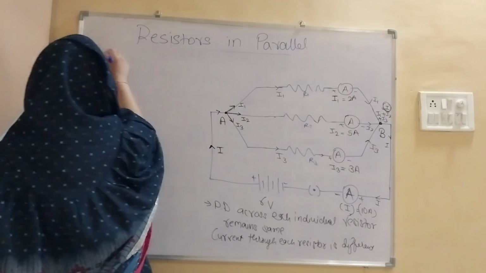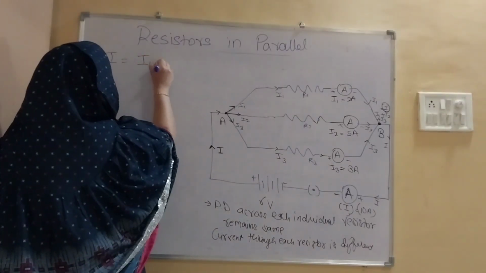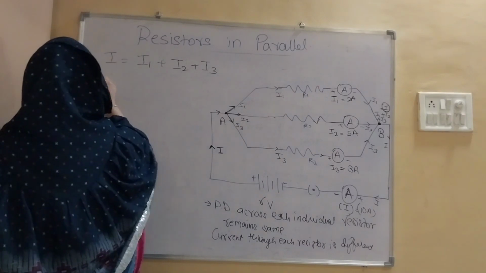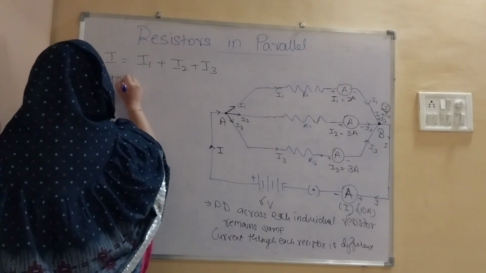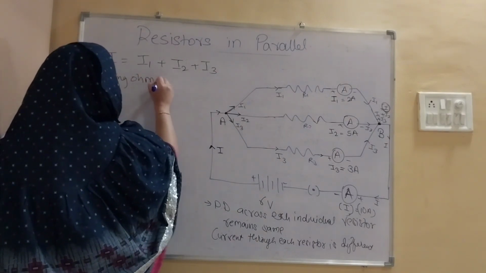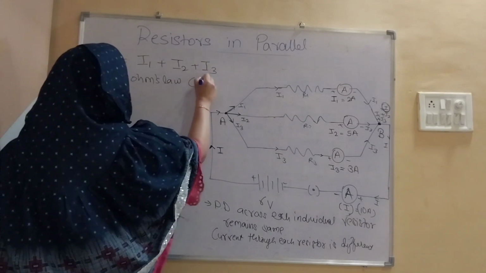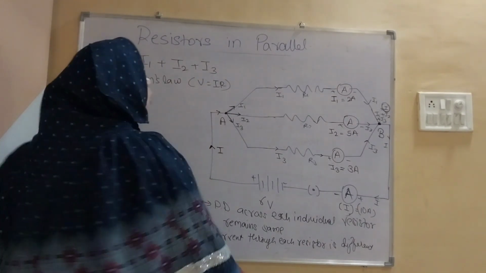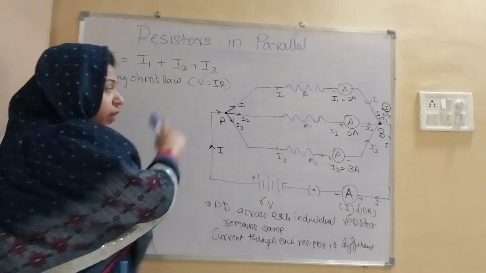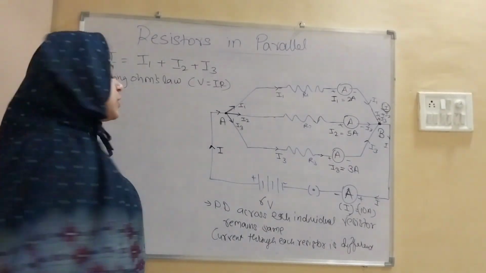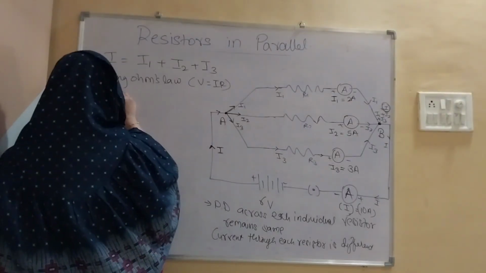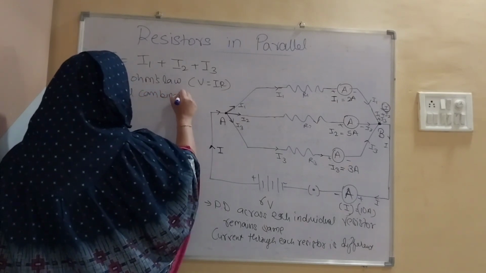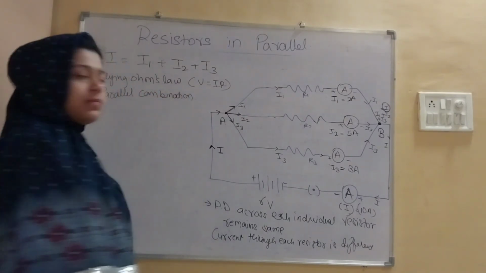Keeping this relation in mind, I equals to I1 plus I2 plus I3. Applying Ohm's law. ठीक है, Ohm's law क्या होता है, V equals to IR। तो सबसे पहले फर्स्ट हम Ohm's law अप्लाई करेंगे to the parallel combination of resistors, to the entire circuit। So applying Ohm's law, first of all हम apply करेंगे to the parallel combination.